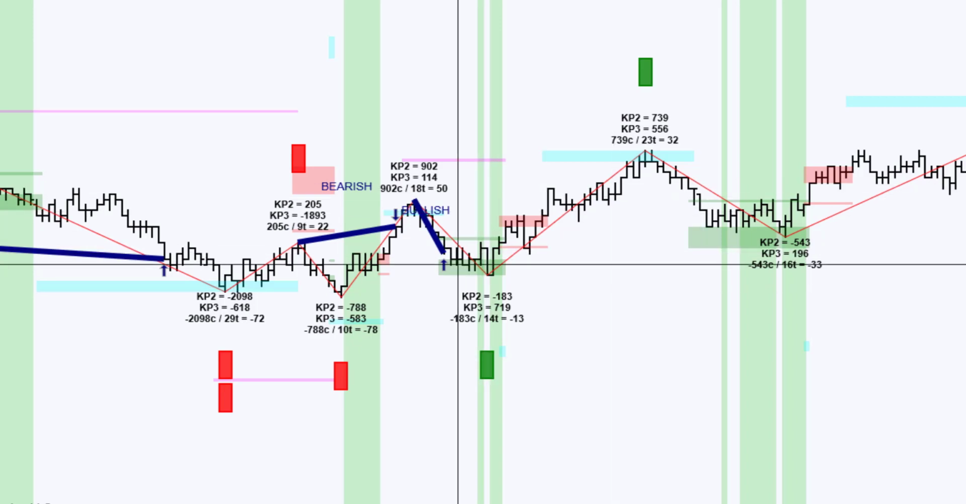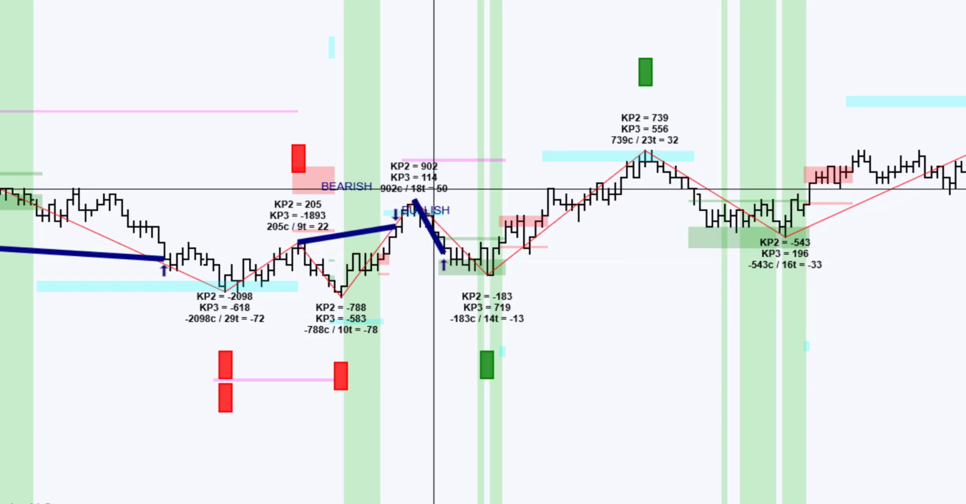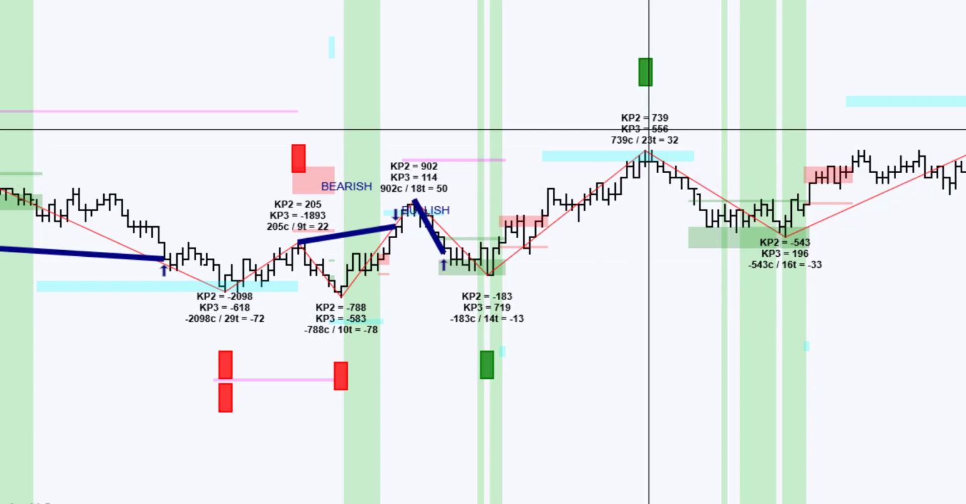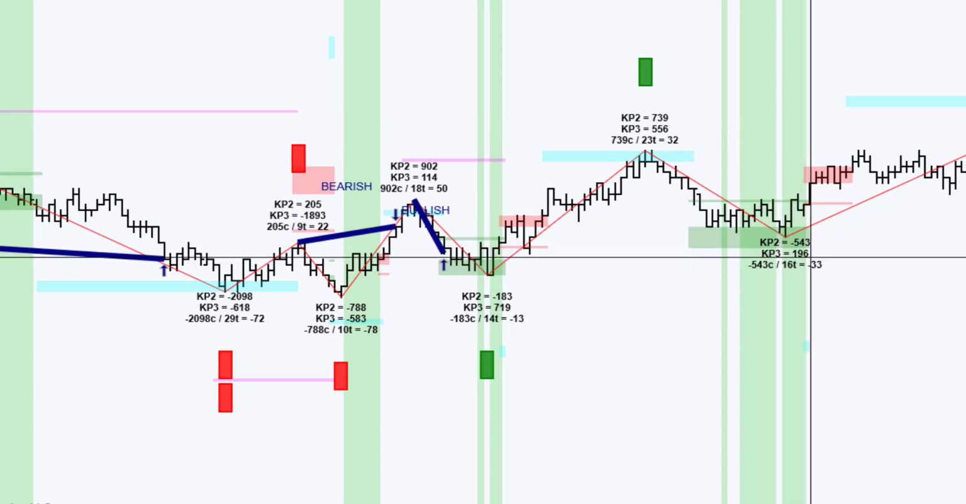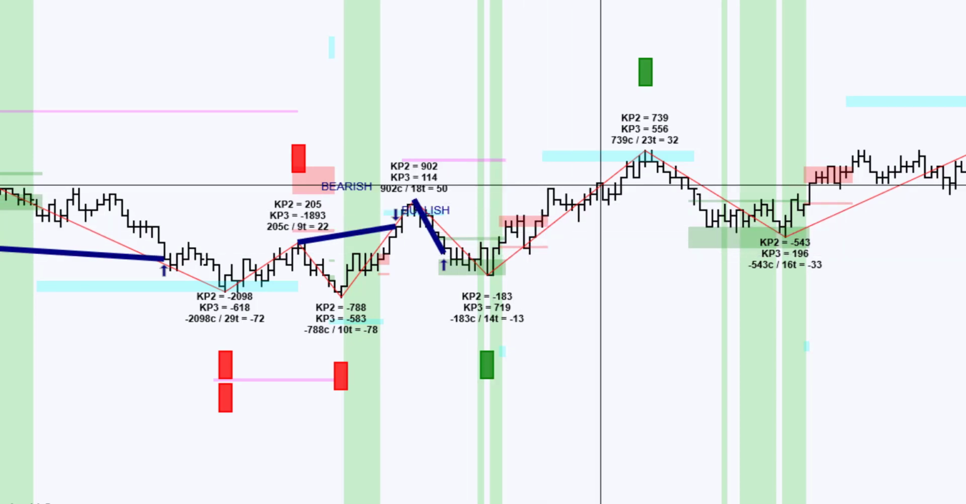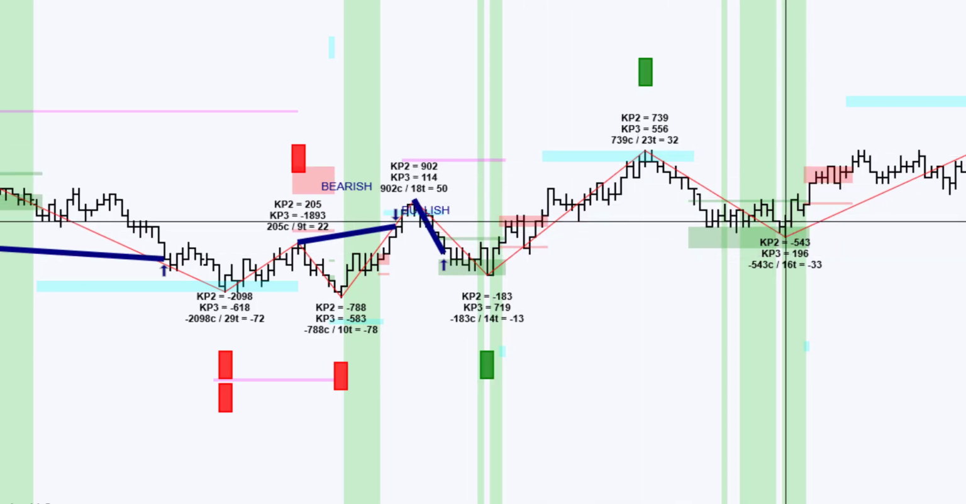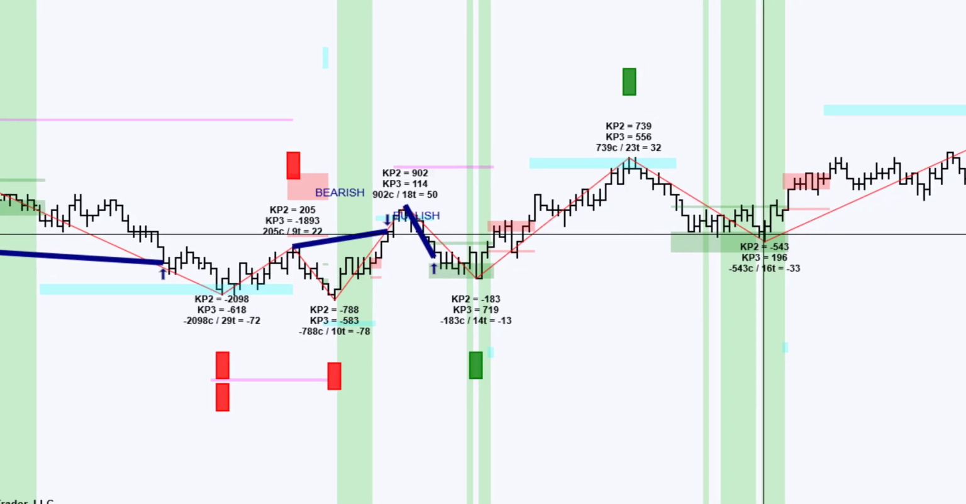Was everything positive? Yes. Here we had 719 contracts. Here we had positive 114. Here we had positive 556. Here we had a positive 196. So can it be justified because they were constantly buying throughout this 10-minute period? Yes. However, it is not significant enough to say that this would be a perfect trade setup.